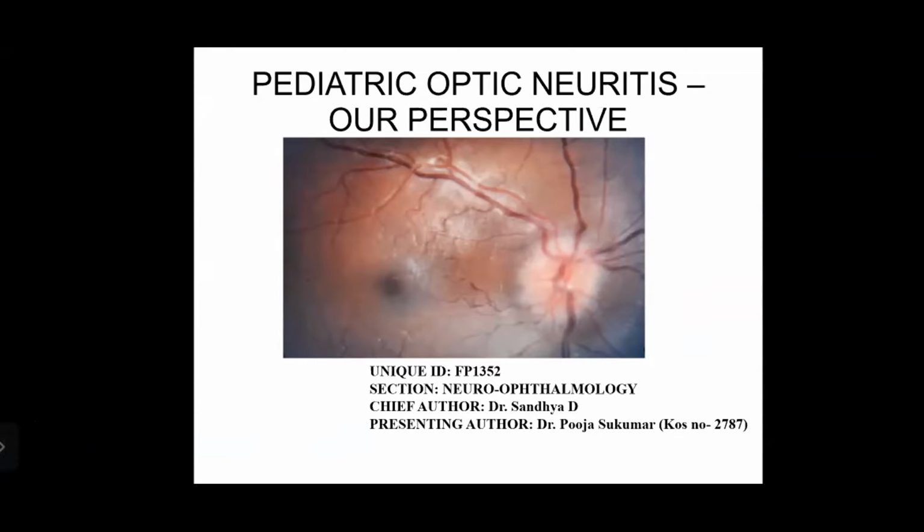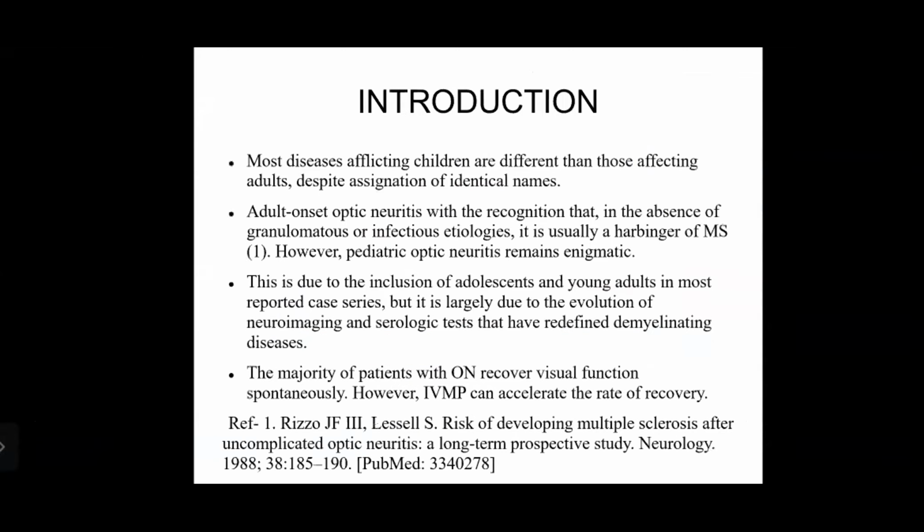Pediatric optic neuritis, our perspective. Unique ID is FP1352. Section Neuro-ophthalmology. Chief author being Dr. Sandhya and presenting author being me, Dr. Pooja Sukumar. Introduction. Most diseases affecting the children are different than those affecting adults, despite assignation of identical names.